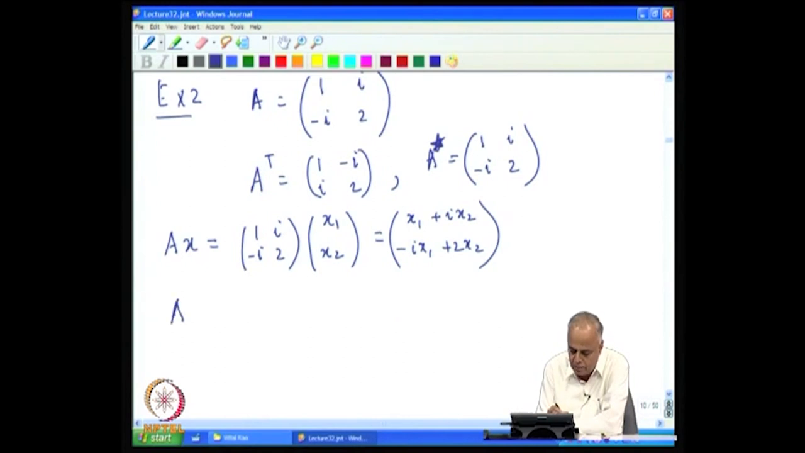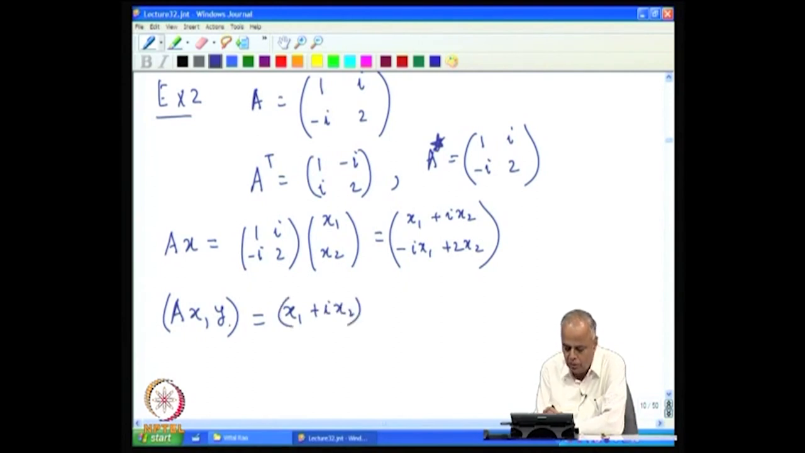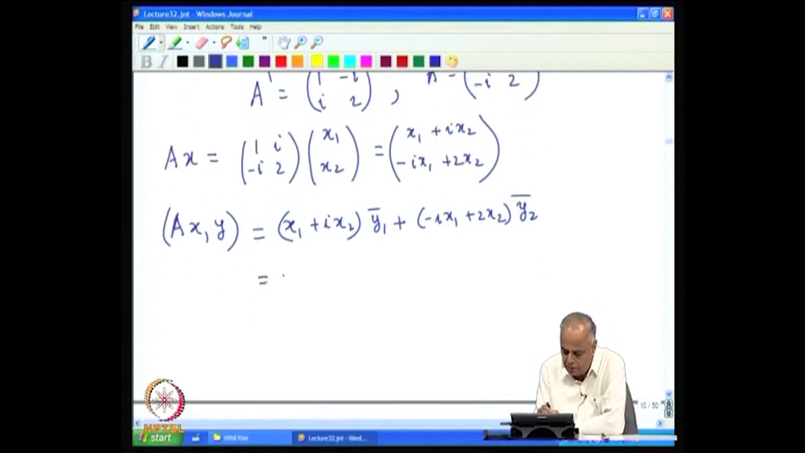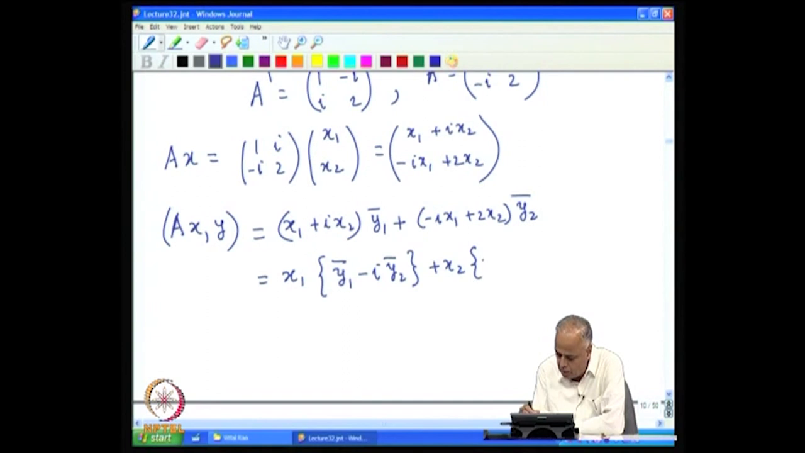Now if I take AX comma y, which is the inner product of AX with y, I have to take the first component of AX, multiply it with the conjugate of the first component of y, plus the second component of AX multiplied by the conjugate of the second component of y. When we do this product, we rearrange these terms again as before and collect the x1 terms. I get x1 into (y1 bar minus i y2 bar) plus x2 into (i y1 bar plus 2 y2 bar).